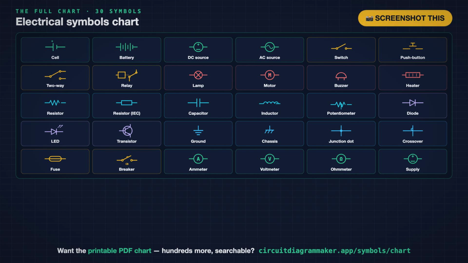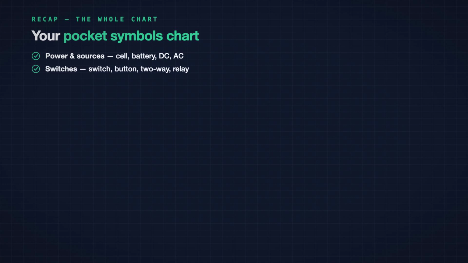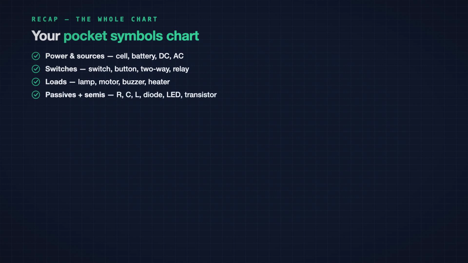So that is the chart. Power and sources: cell, battery, DC, AC. Switches: switch, button, two-way, relay. Loads: lamp, motor, buzzer, heater. The passives: resistor, capacitor, inductor. The semiconductors: diode, LED, transistor. Ground and earth, the fuse and breaker, and the A, V, and omega meters. Screenshot the chart, print the full version when you want the rest, and go read a real schematic.